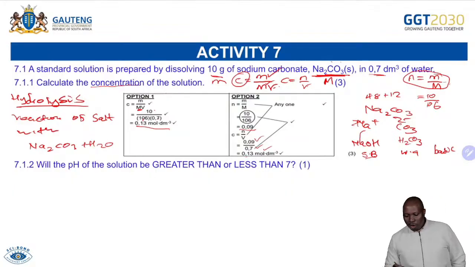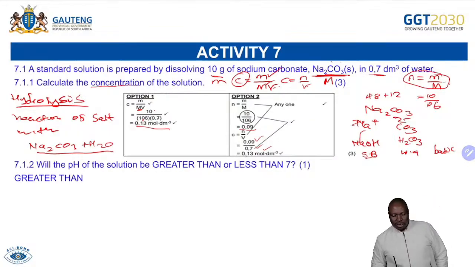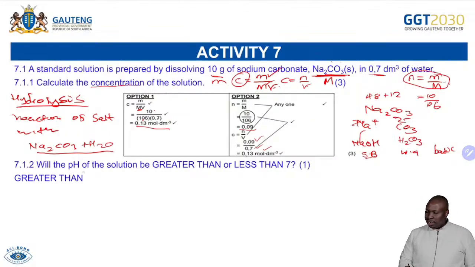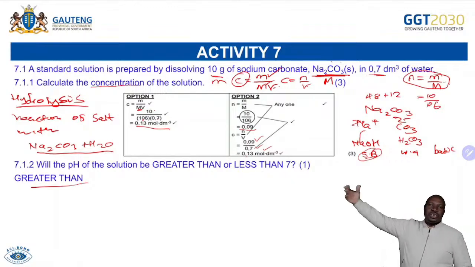You can do that, or you can just take sodium carbonate, react it with water, and then you are able to get your answer. So you are saying it will be greater than 7. Why will it be greater than 7? It will be greater than 7 because it's a strong base. Remember, a base has a pH from 7 to 14.